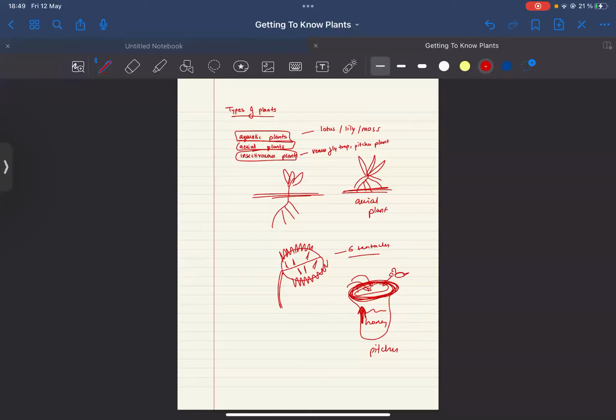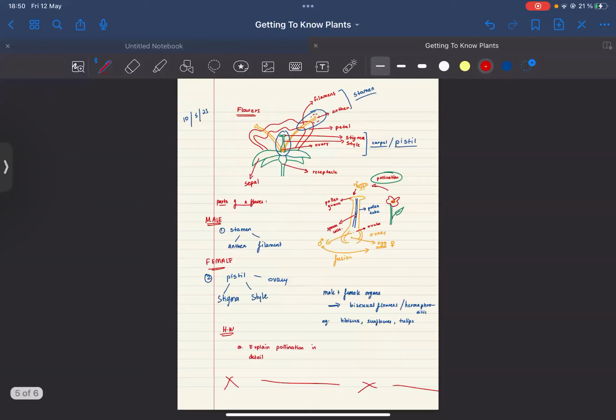Everybody is aware of the reproductive system of the plants, right? Anybody has any doubt? Reproductive system of the plant. Yes, ma'am, I have. What doubt? Ma'am, I'm not understanding the process of reproduction of the plants. I'm not understanding the process of the female of the plants.